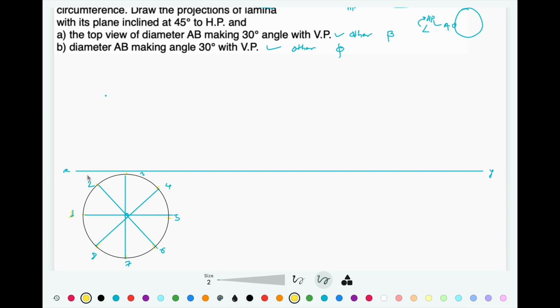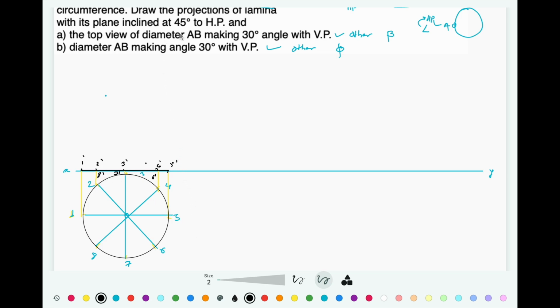Once you draw its top view, project all the points vertically for the front view. As it is resting on one of its points of circumference on HP, and to draw the basic view we'll have to make it completely rest on HP. So the front view is going to be on the XY line. So this is 1 dash, 2 dash, 3 dash, 4 dash, 5 dash, 6, 7 and 8 dash.